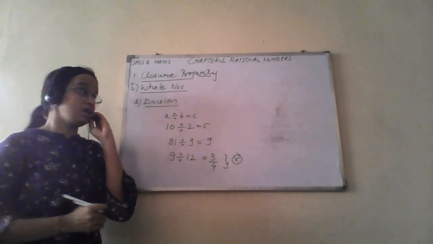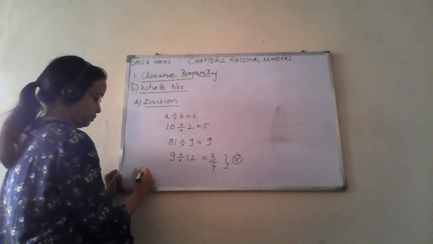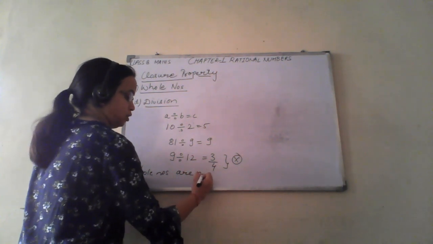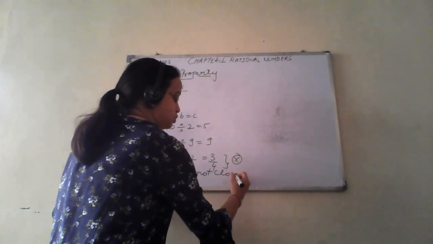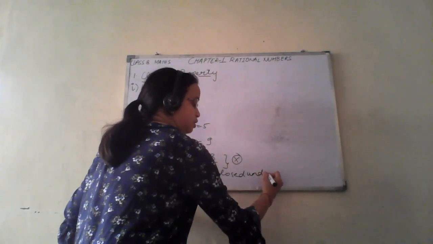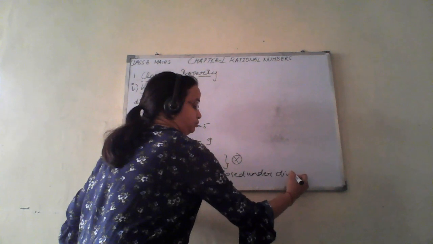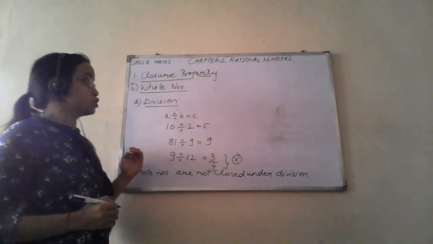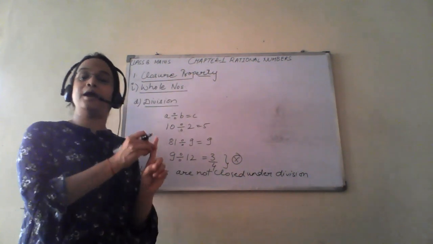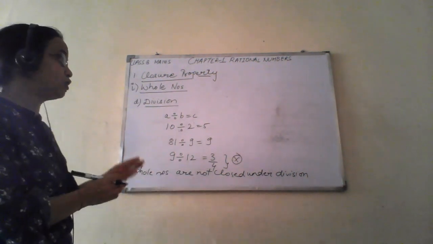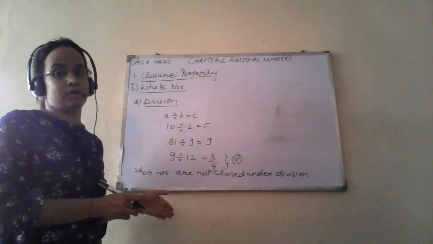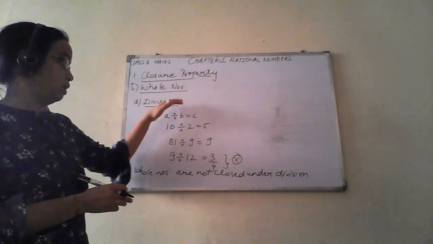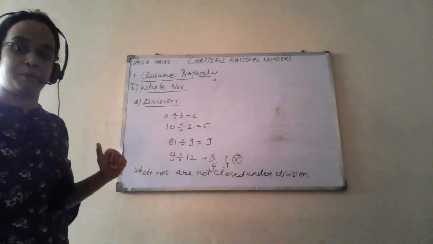So, the conclusion is whole numbers are not closed under division. So whole numbers are closed under addition and multiplication, whereas they are not closed under subtraction and division. So this was the closure property for whole numbers under different mathematical operations.